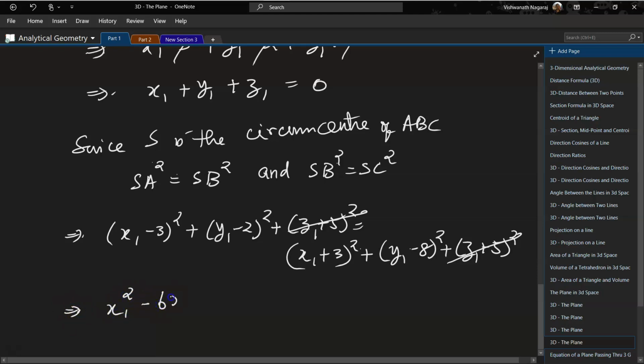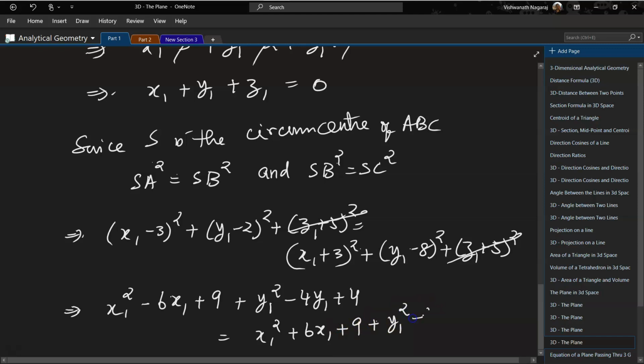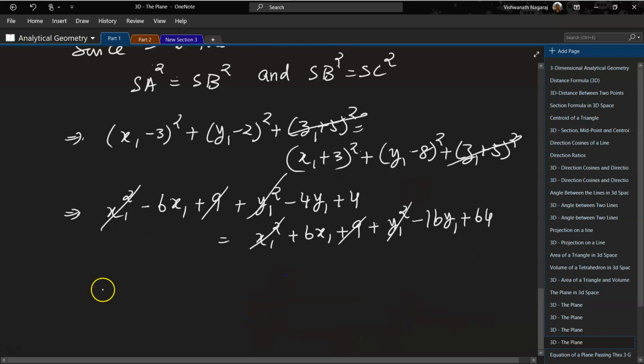x1 square minus 6x1 plus 9 plus y1 square minus 4y1 plus 4 is equal to x1 square plus 6x1 plus 9 plus y1 square minus 16y1 plus 64. Now x1 square, 9, 9, then y1 square, all these get cancelled. Now let's see what is remaining.